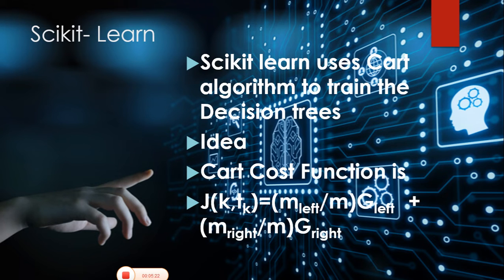The idea of the CART algorithm is very simple. The algorithm first splits the training set into two subsets and uses a single feature k and a threshold value tk. It searches for the pair that produces the purest subset, and the cost function is given as follows. Here G represents the impurity while constructing the subtrees and m represents the number of instances.